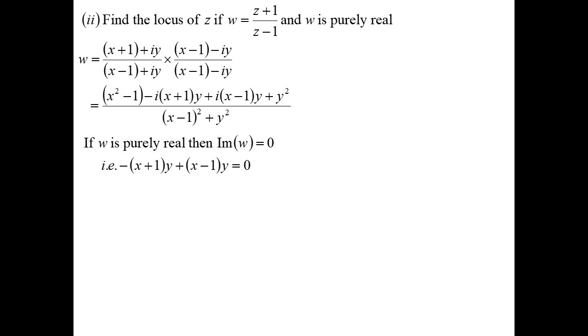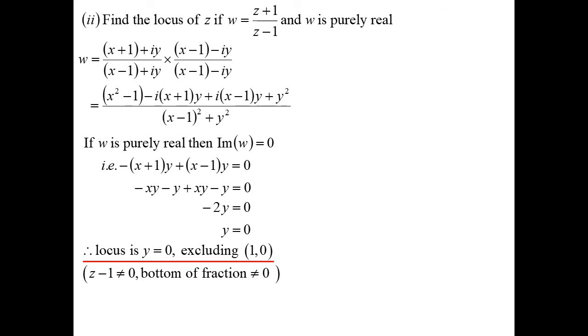So that tells me minus x plus 1y plus x minus 1y is equal to 0. And playing around with that, we simply get y equals 0. So our locus is y equals 0, but this time we do have to exclude a point. Because go back to the original question, w is z plus 1 on z minus 1, so z can't equal 1. And 1, 0 would be on the line y equals 0. So we have to exclude that one. Bottom of the fraction can't equal 0.